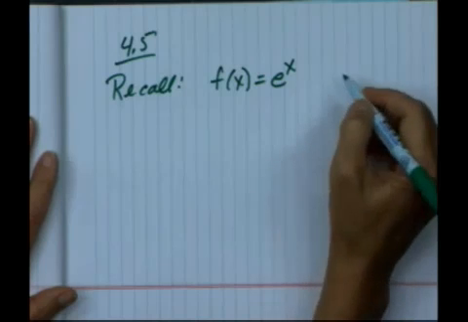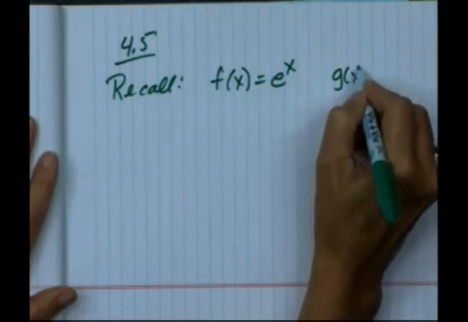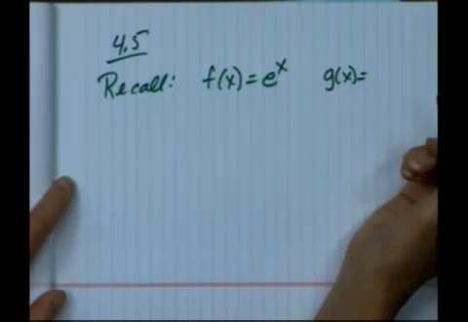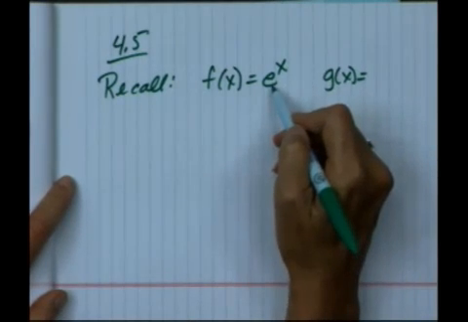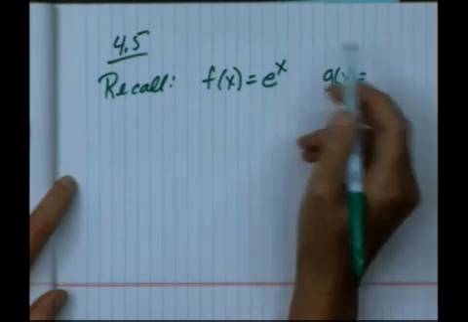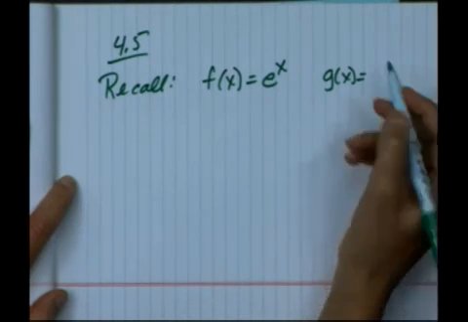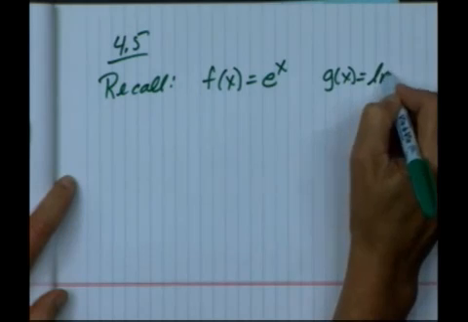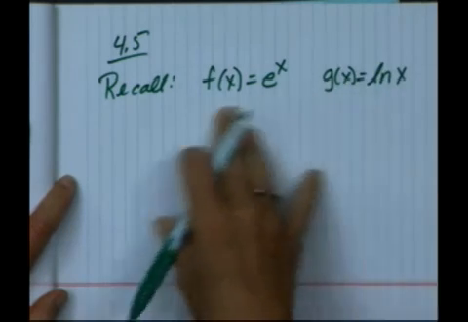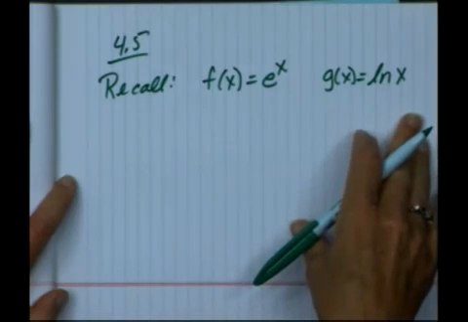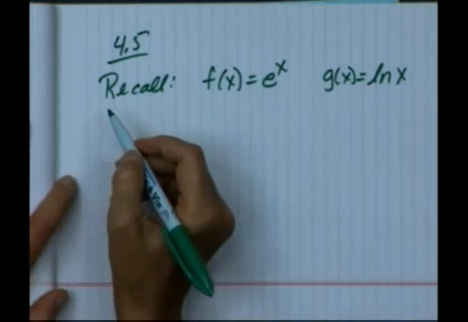Okay, we're going to recall that f of x, which is equal to e to the x, has an inverse function. Tell me what that inverse function is, everybody. What is the inverse function for f of x equals e to the x? What kind of log? Natural log. Natural log of x. These are inverse functions.